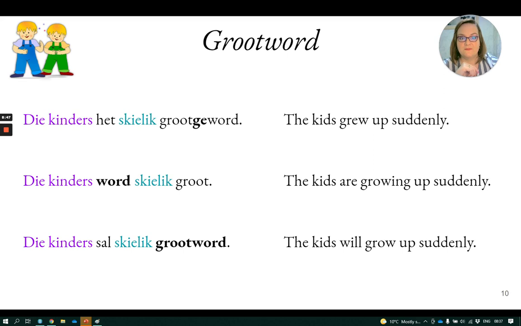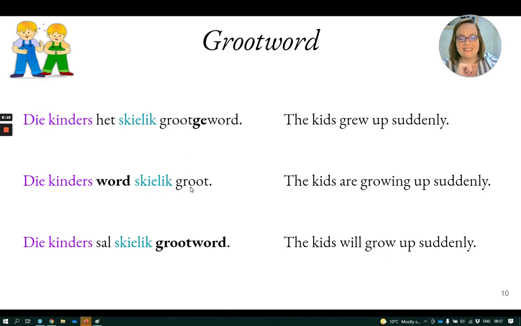Groot word. Die kinders het skielik groot geword. The children have suddenly grown up. Do you see that ge in the middle of the two words? Die kinders word skielik groot. The children suddenly become big.